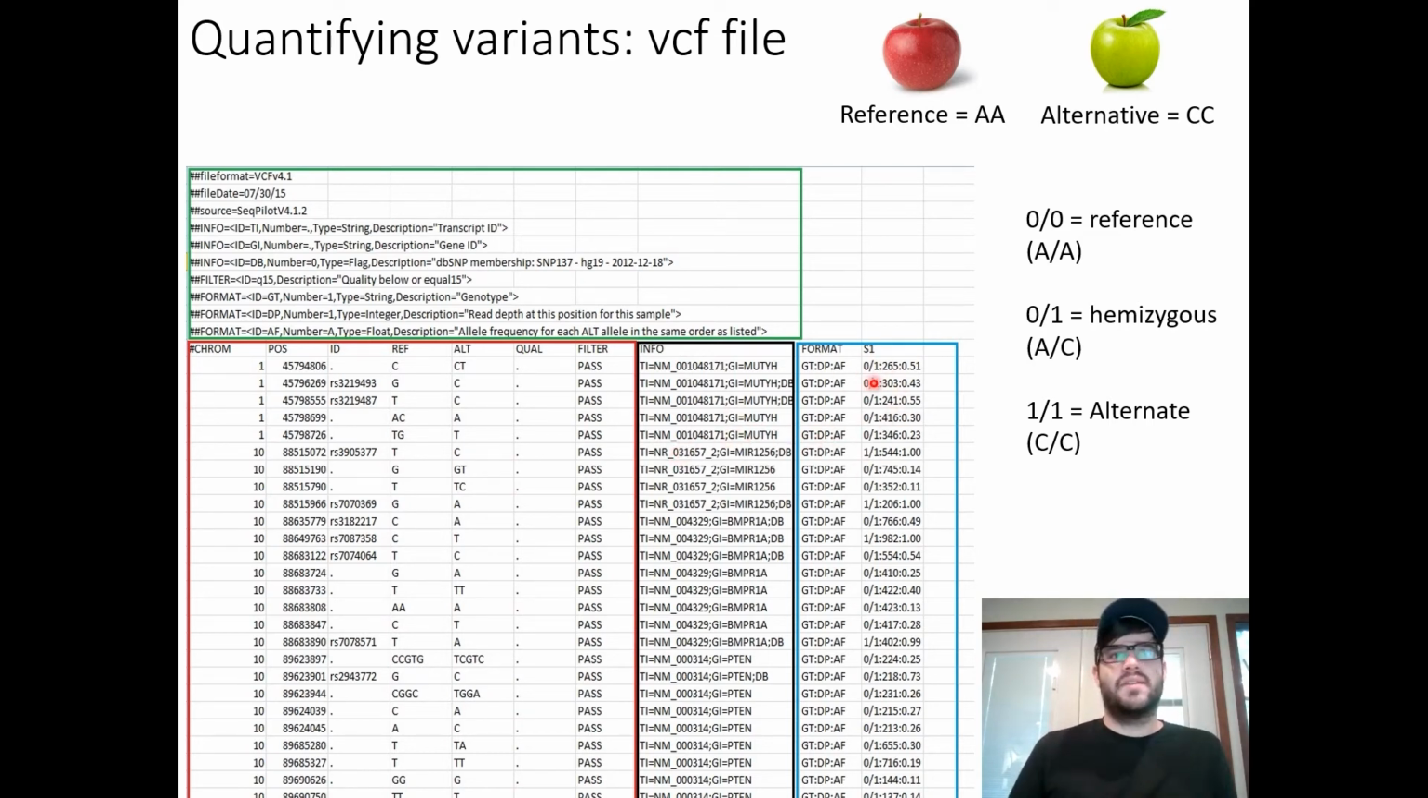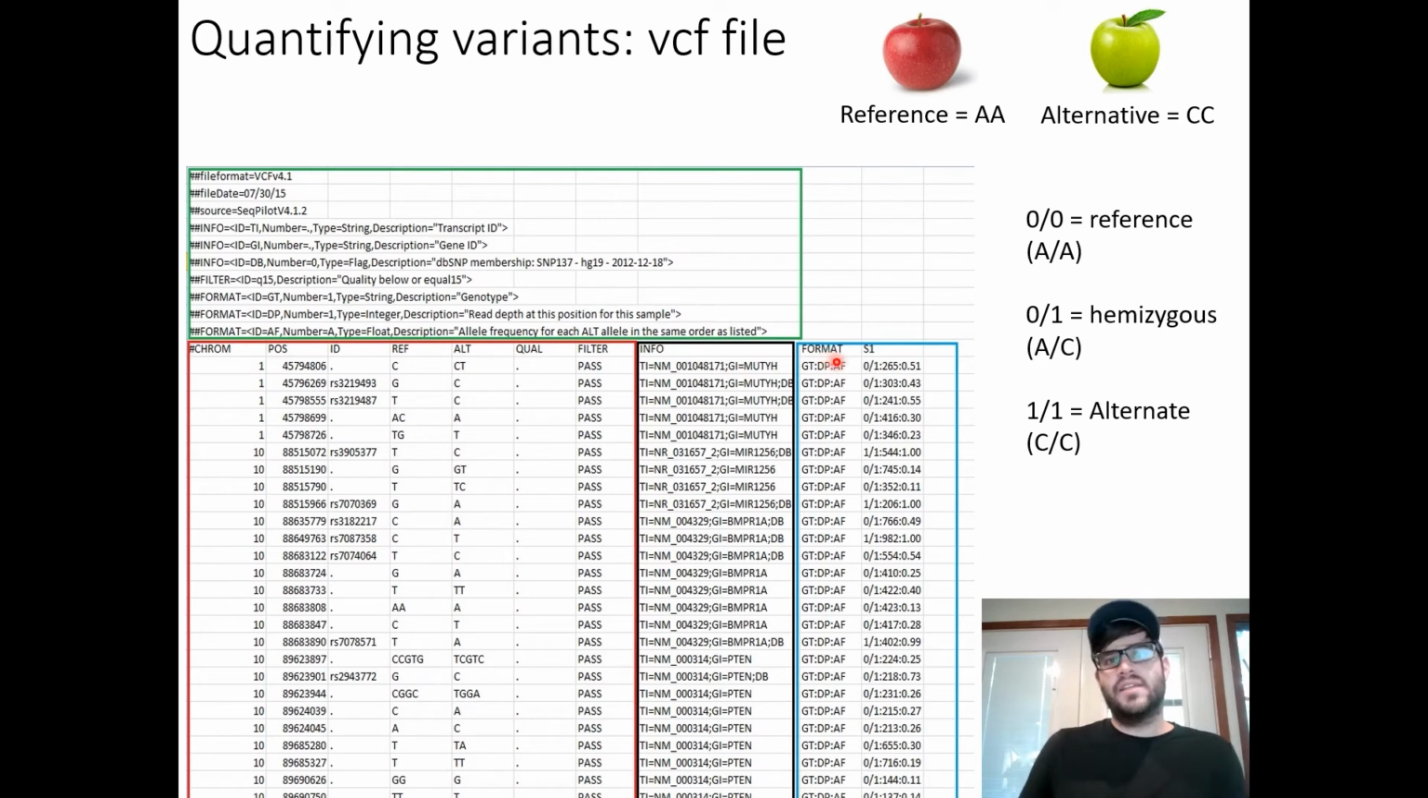And then the part that we care about most is going to be the format. This tells you the different metrics that it's putting in here. The basic three that we care about: the first one is the GT, or the genotype, and that's going to be our 0/0, 0/1, or 1/1. The depth is the number of reads that we have at that position. That's really important because we can filter based on that.